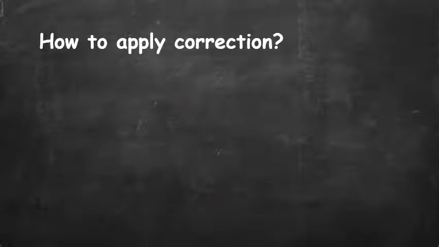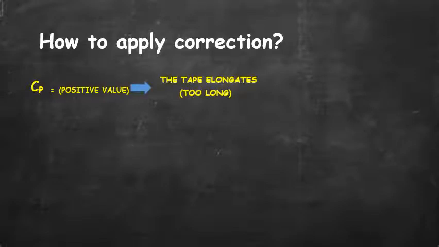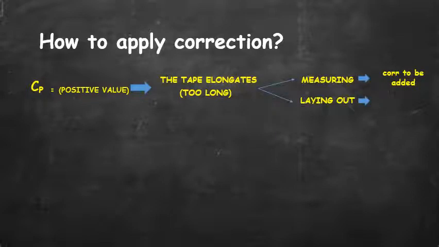So to account for variation in the applied tension, a correction has to be applied to the measured length natin. This correction for pull is a function of the difference between the applied pull and your standard pull, the measured length, the cross-sectional area, and also the modulus of elasticity of the material or yung tape natin. So pag yung na-compute natin na pull correction is positive, which means, again, the same kay temperature, nag-elongate yung ating tape. Pag ginagamit yung ating tape, pag nagme-measure, correction should be added. The same lang kay temperature. And pag nagle-layout tayo, correction natin is to be subtracted.